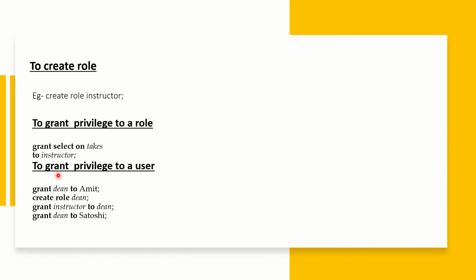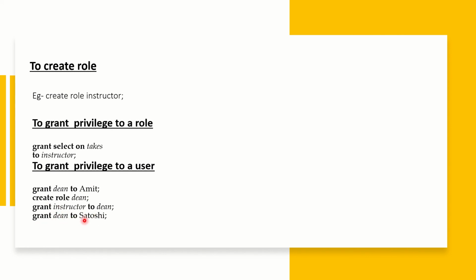Suppose you want to grant privilege to a user: grant dean to Amit, create role dean, grant instructor to dean, grant dean to Satoshi. Like that we can write the privilege to a user. Here create role dean means we are creating a new role. We already studied this example. Create role is used to create a new role. Dean is the name of the role.